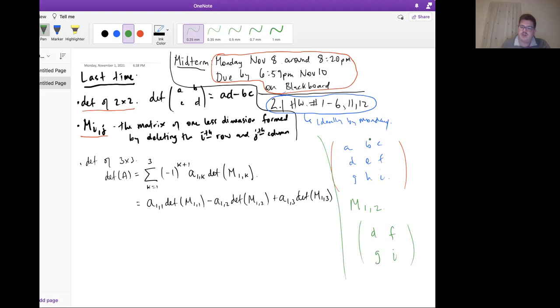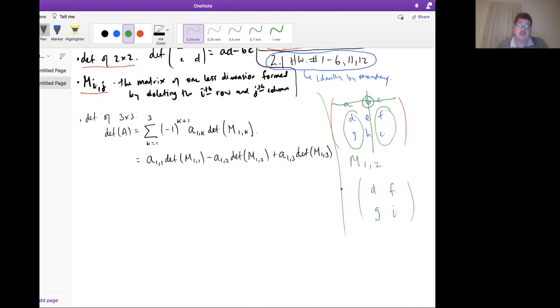So let's do that. You take the entry 1, 2, and you delete the row and the column that it lies in. What you're left over with is D, F, G, I. Okay, so we saw that we can turn this crazy 3 by 3 formula into something that's a little bit more palatable.